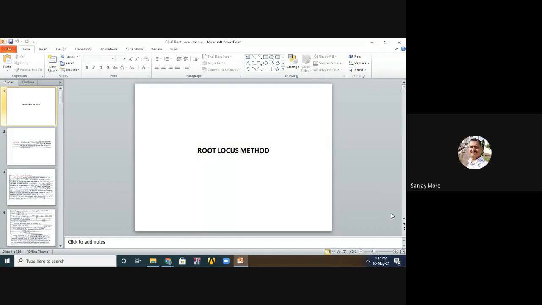So this is the root locus method, chapter number 5. Dr. Sonane ma'am already started this chapter, but she has taken only the numerical parts. Root locus method is a graphical method for solving problems related to the closed loop system.